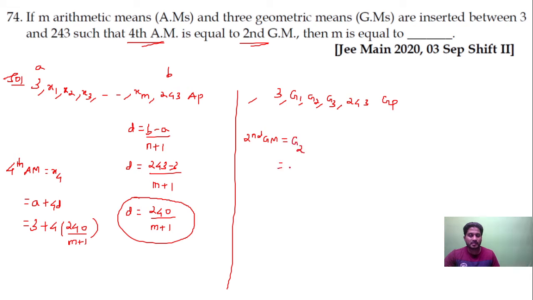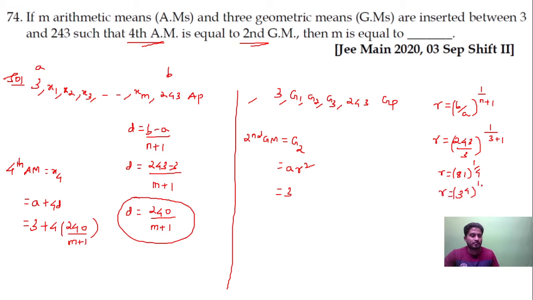G2 is equal to AR square. Okay, A is equal to 3. R is equal to B upon A whole to the power of 1 by N plus 1. N stands for number of geometric means. So B is the last term. A will be the first term. N is equal to 3, number of geometric means. So this is 3 plus 1. So R is equal to 81 whole to the power of 1 by 4. So R is equal to 3 power 4 whole to the power of 1 by 4. So R will be equal to 3.